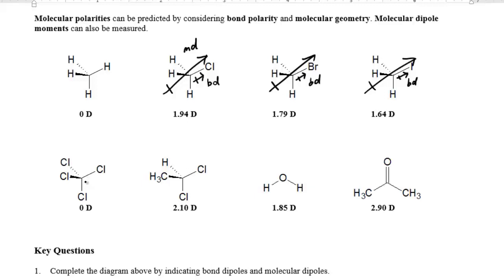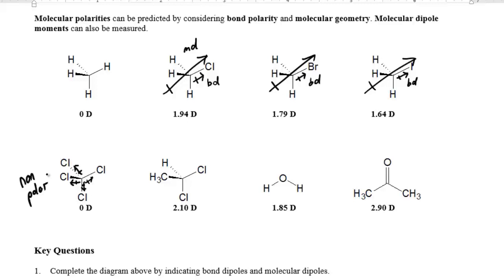Okay, so considering this tetrachloromethane, I know that I have a bond dipole in each of these different directions moving away from the carbon and towards the chlorine. Now, because the tetrachloromethane is perfectly symmetrical, I would expect that all of these bond dipoles will cancel. And therefore, not surprising, this molecule is not polar. It has a zero dipole moment. So this molecule is non-polar. And I don't draw a molecular dipole arrow at all because all the bond dipoles cancel.